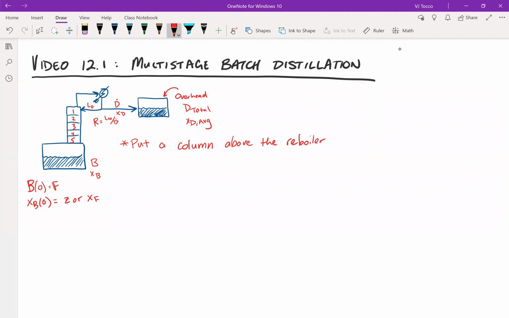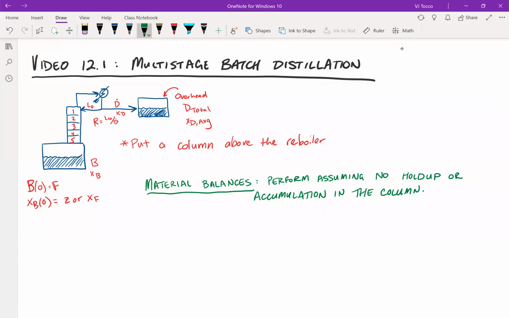Okay, so the analysis is pretty similar. We're going to do material balances, and importantly, I'm going to assume when I'm doing my material balances that there's no accumulation or holdup anywhere in the column. So what this assumption means is that the instant that a bubble of vapor forms in the reboiler, it basically teleports through all these 5 stages through the condenser and either gets recycled or goes into the overhead, condensing almost instantaneously. So another way to think of it is that there's no material on any of these stages.